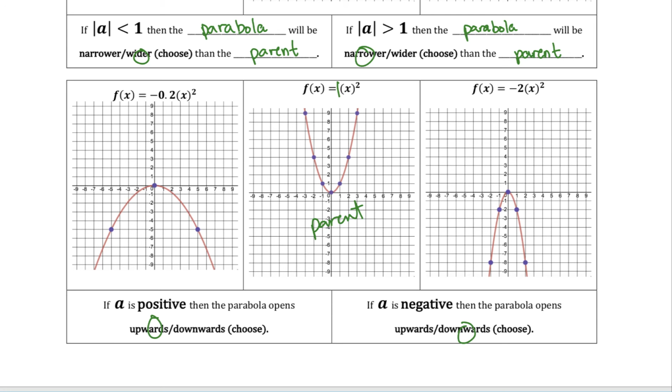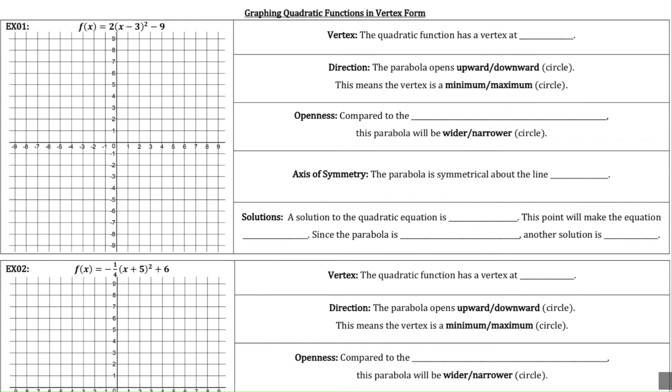So let's use this knowledge to graph these. So we have a vertex, which is the h and the k. Remember, that's the opposite of what it looks like. So this is actually a positive 3, and this is like regular, so this is negative 9. So the vertex is at 3, negative 9. I'm going to use a different color now.